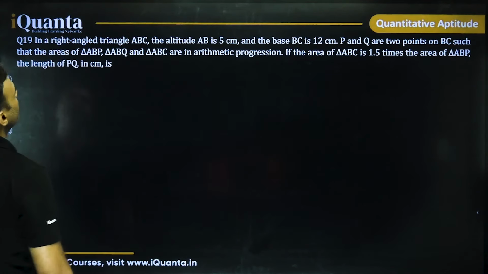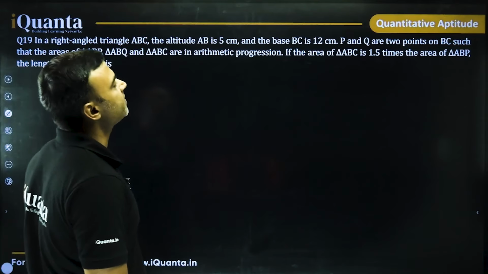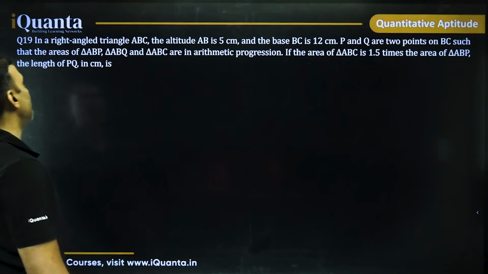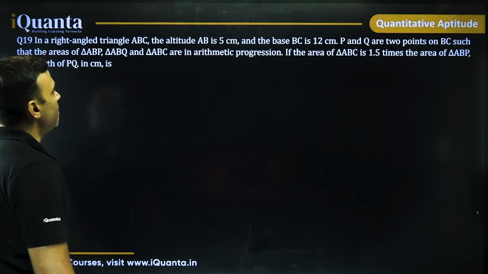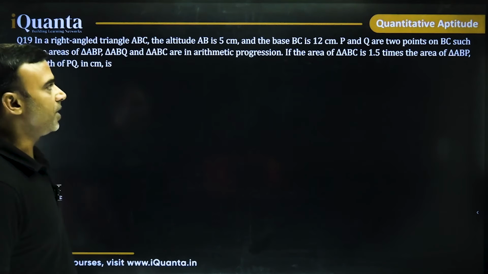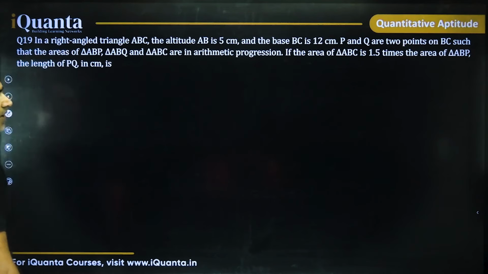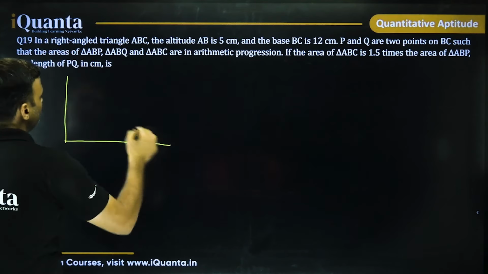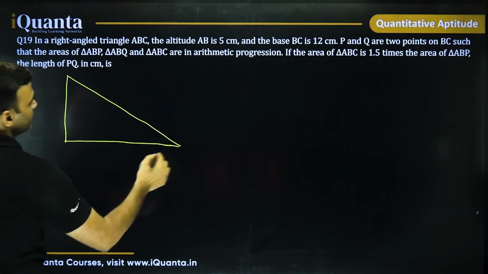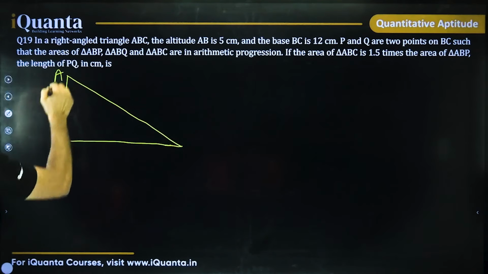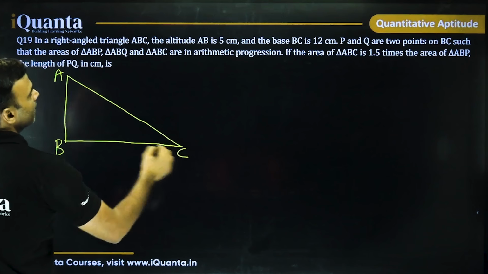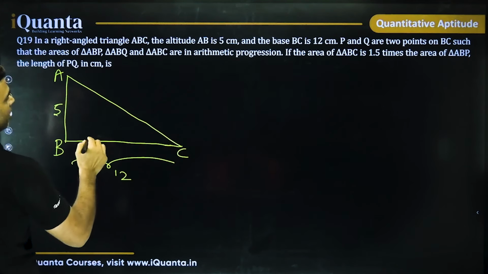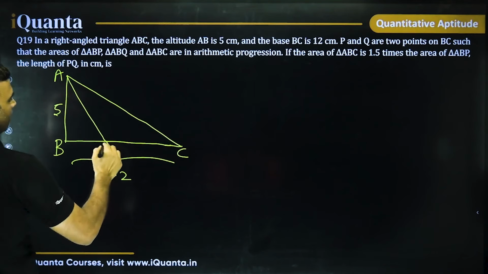It says, in a right angle triangle ABC, the altitude AB is 5 cm, the base BC is 12 cm, P and Q are 2 points on BC such that the areas of ABP, ABQ and ABC are in arithmetic progression. If the area of triangle ABC is 1.5 times the area of ABP, find the length of PQ in cm. Very simple process. We have to draw the situation first. This is right angle triangle ABC. AB is equal to 5, BC, this whole length, is equal to 12. P and Q are 2 points on BC. So this is P, this is Q, right?